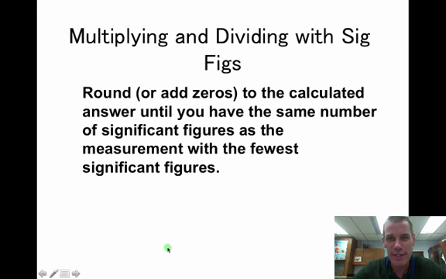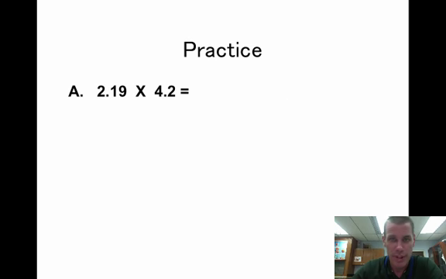Alright, multiplication and division is even easier, fortunately. For multiplication and division, what you do is you count the significant figures of each number that you're multiplying. Okay, and whatever the fewest number of significant figures are, that's what you're allowed to have in your answer. So this one, 2.19 times 4.2, if I type it in the calculator, I'm going to get 9.198.